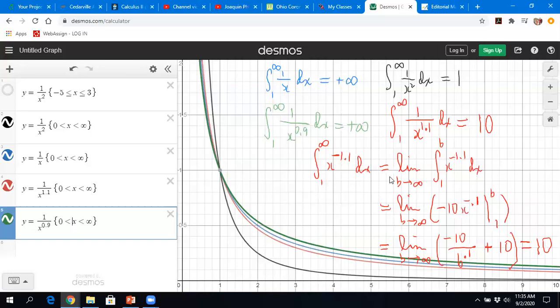Yes, sir. So when you have 1 over x, you just need to increase the power by just a little bit down there to have it finite. Yeah, that's right. What that tells you is that the integral from 1 to infinity of 1 over x barely diverges to infinity. Yeah, it barely does it.